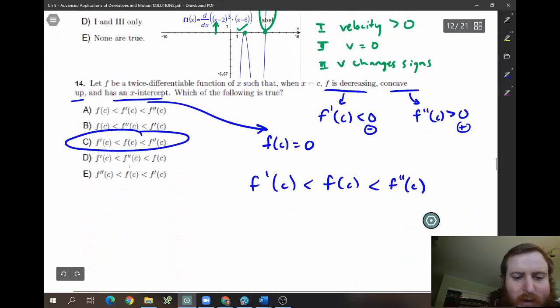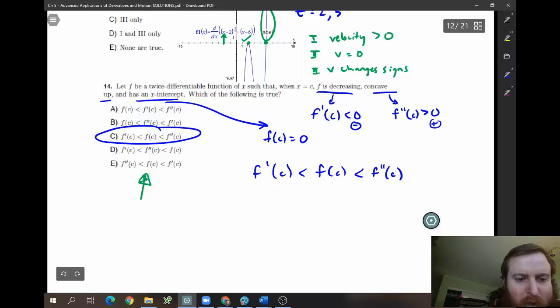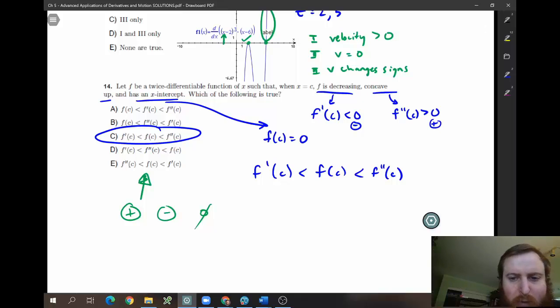All right, and then next up we have this question here. It says f is decreasing, that's f prime of c is less than 0. F is concave up, that's f double prime of c is greater than 0. And f has an x-intercept, that's f of c equals 0. Anytime you have these sorting questions like this, 99.9% of the time, one will be positive, one will be negative, and one will be 0. So you're just looking for that and then putting them from negative to 0 to positive. Right? Negative is less than 0 is less than positive.